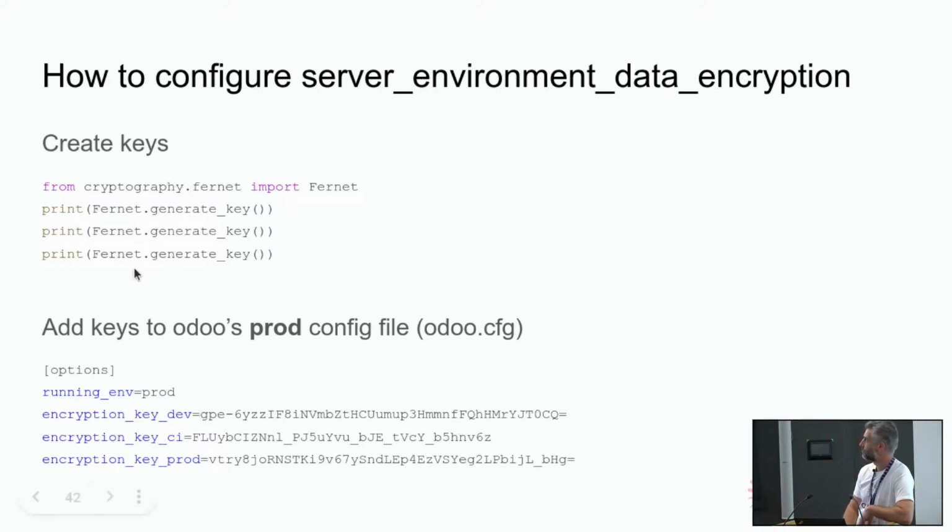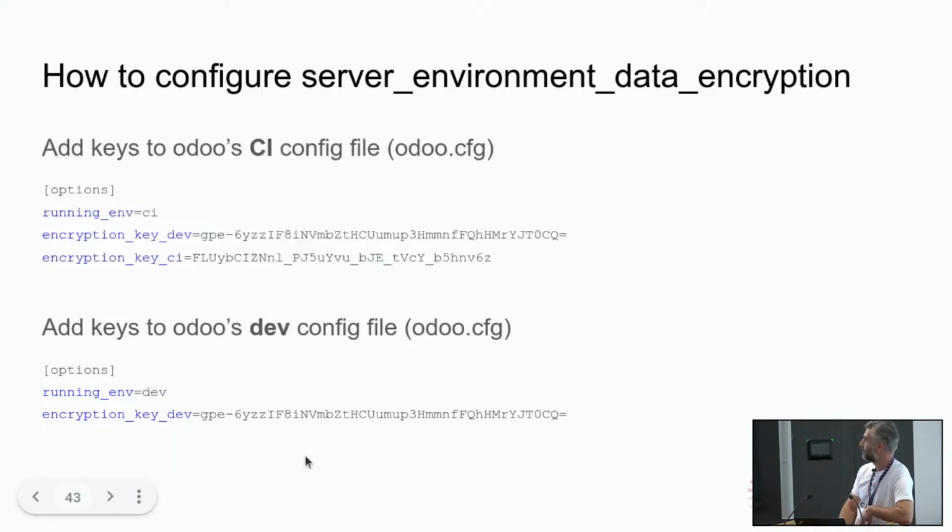Usually you just use this Python code to generate it. It's also inside the README. And in the production config file, you put only the keys, the keys for all the environments. And then, in your CI, for instance, you will put the key only for the CI and the dev, not the prod. You remove it. And on your dev, only the key for the development. And in that way, each environment can decipher the key it has.